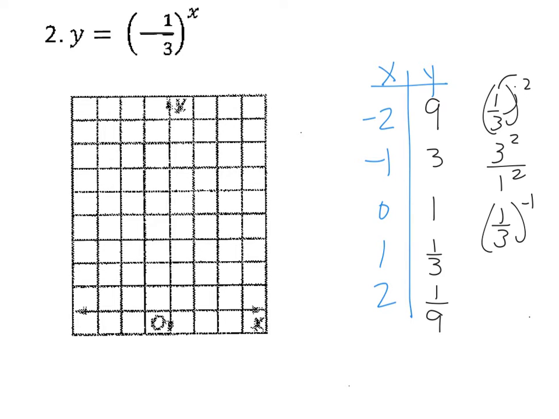All right, so now let's go ahead and start graphing. Again, I'm going to mark the origin just so you can see it here. So -2, 9 would be way up here. This is where the 9's at. -1, 3, 0, 1, and then we've got 1, 1/3. Again, just estimate the best you can. And 2, 1/9.